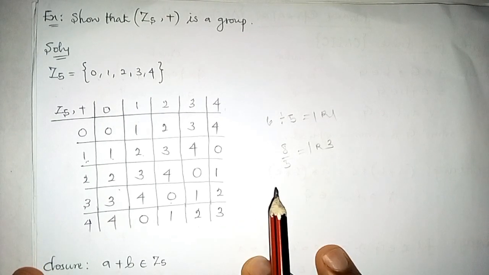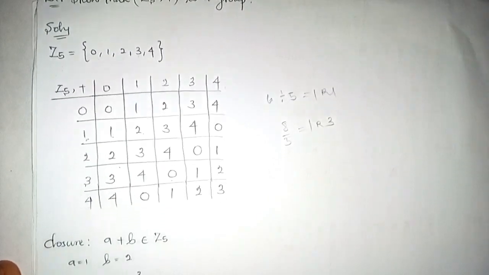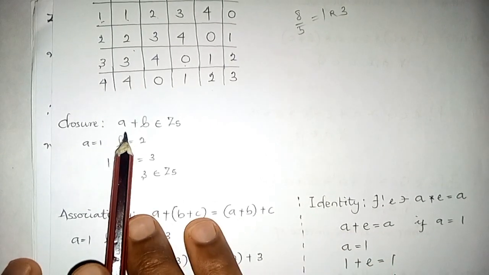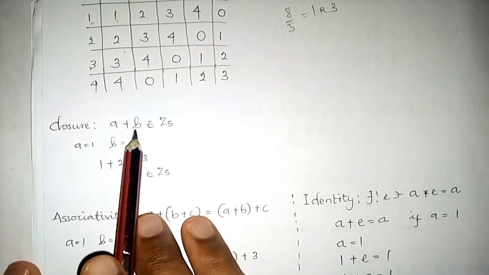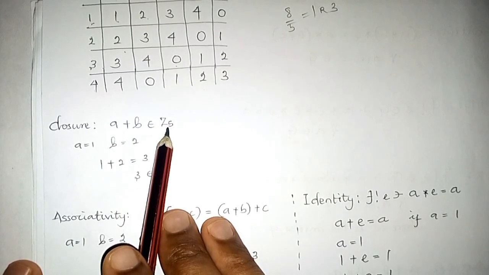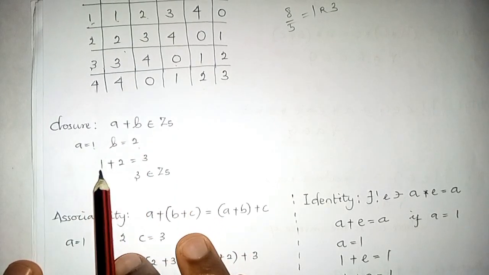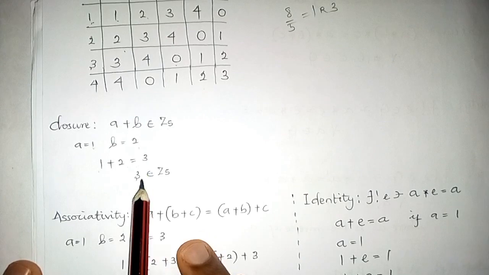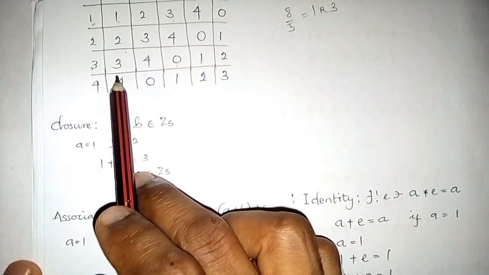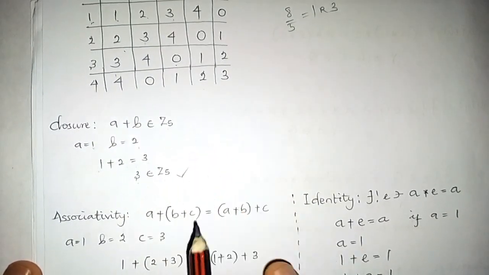So now we are going to look at how these properties are observed on this table. The first is the closure property. Remember, it states that a plus b in Z5, whatever we get will be in Z5. So let a be 1 and b equal to 2. 1 plus 2 equals 3, and we have 3 in Z5. Let's check for 3. We have 3 here, we have 3, we have 3. So the closure property exists.